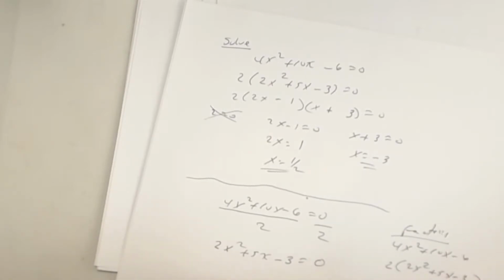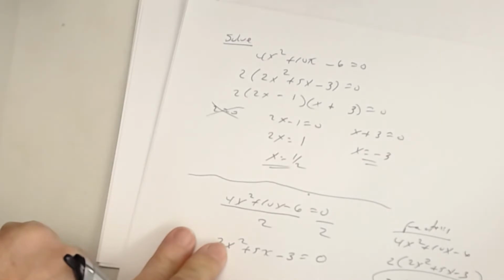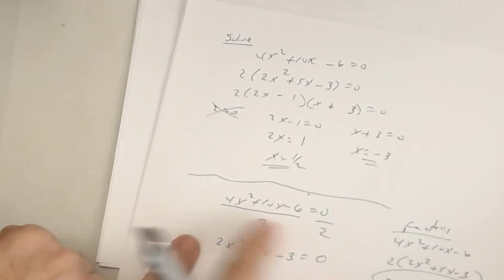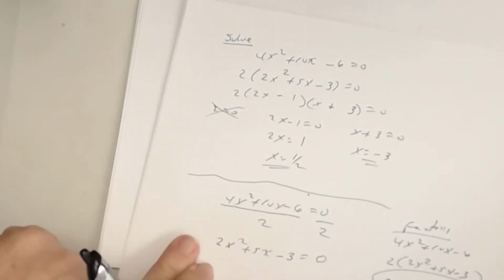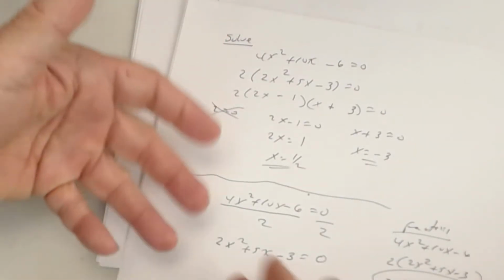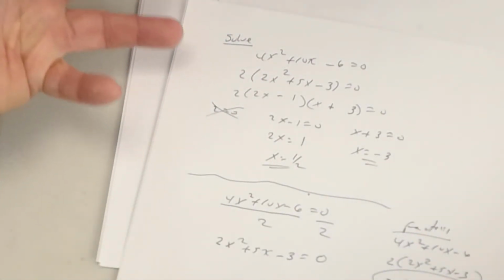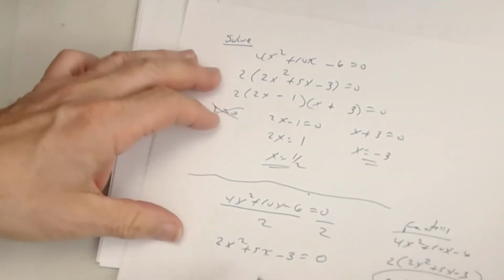And so your answer would be 2(2x - 1)(x + 3). That would be your answer if it said factor. If it said solve this equation, then I could divide both sides by 2, because I just want to find out what x is. I'm going to solve this by factoring, and I'm still using factoring. I'm just dividing by 2 first, and I'm going to factor.